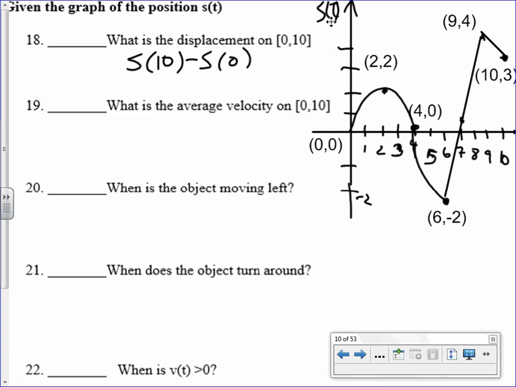You can read the graph. This is a graph of position. S of 10 is 3. And the position at time 0, you just read the graph, is 0. So we get 3 minus 0 equals 3. That's the displacement.